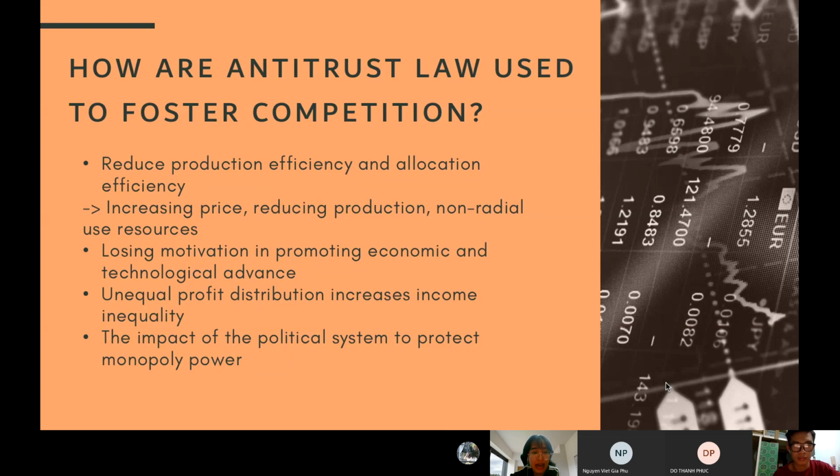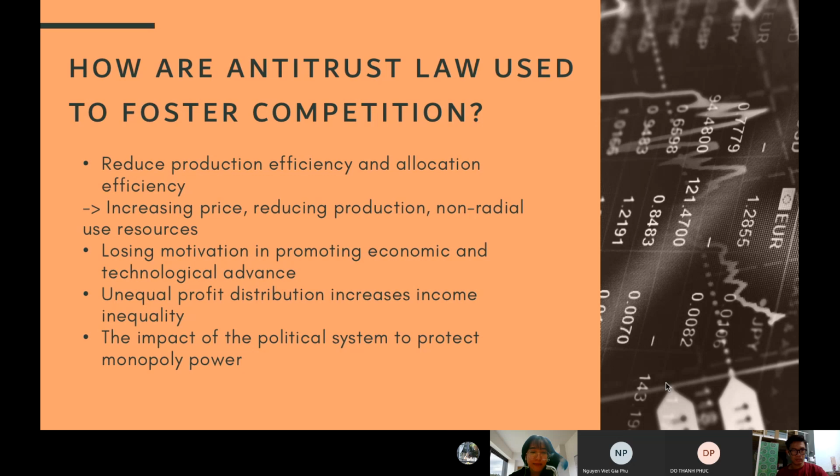Next is the unequal profit distribution. This leads to increased income inequality. To be more specific, this means people with a high income will be richer, and people with a low income will be poorer.